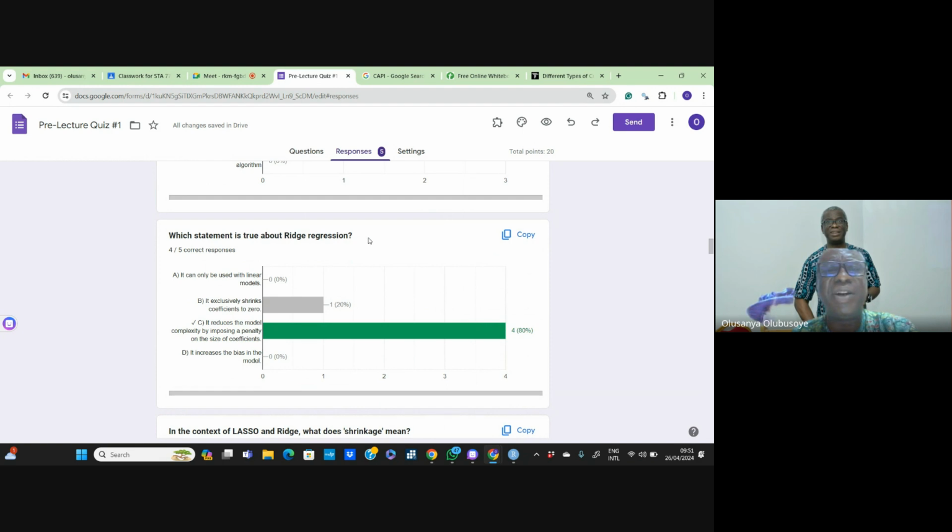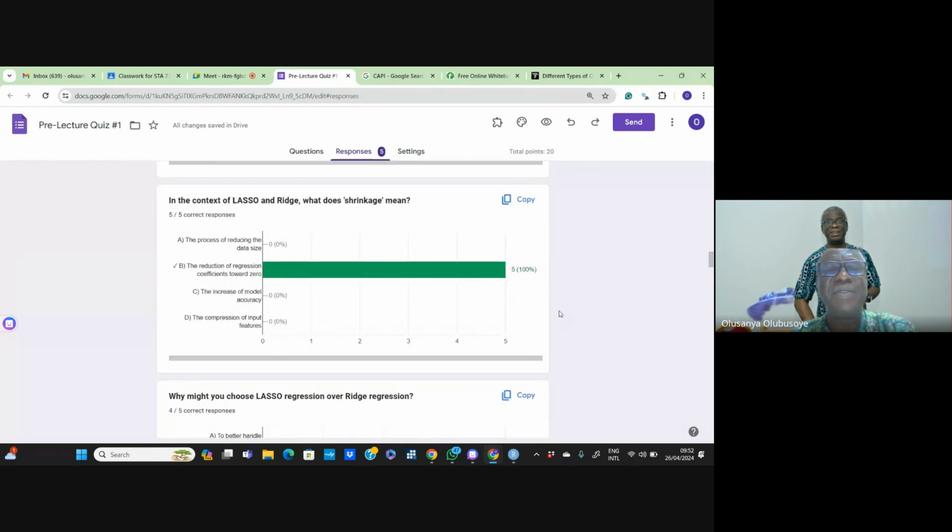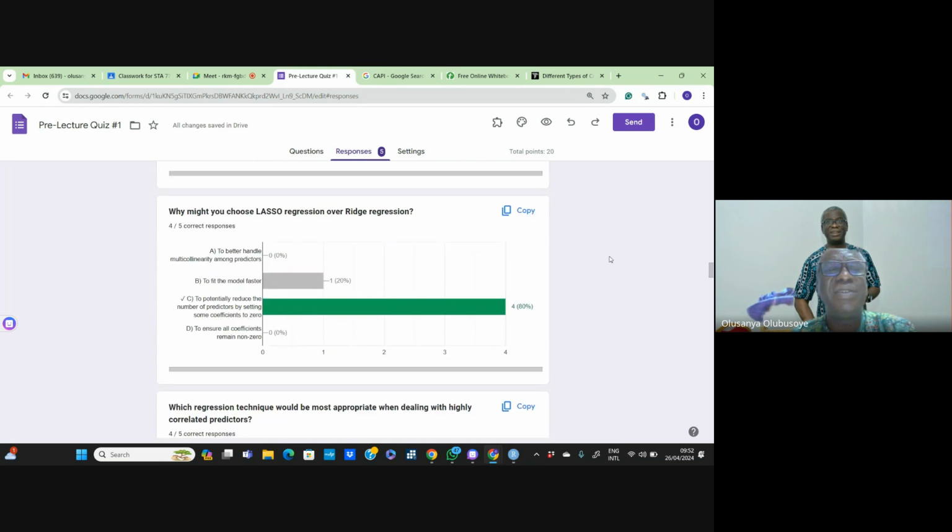Which statement is true about ridge regression? Every other one is false except that it reduces the model complexity by imposing a penalty on the size of coefficients. We also got this. In the context of LASSO and ridge, what does shrinkage mean? It's simply the reduction of regression coefficients towards 0. That's what shrinkage means. Why might you choose LASSO regression over ridge regression? To potentially reduce the number of predictors, because it will set some coefficients to 0.